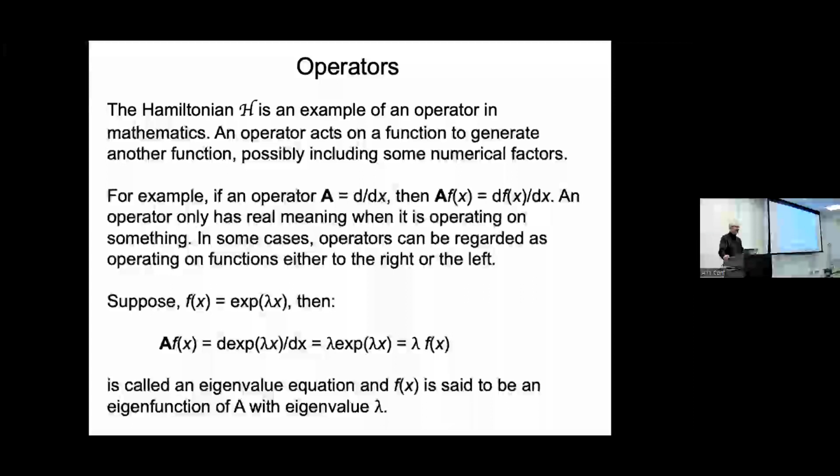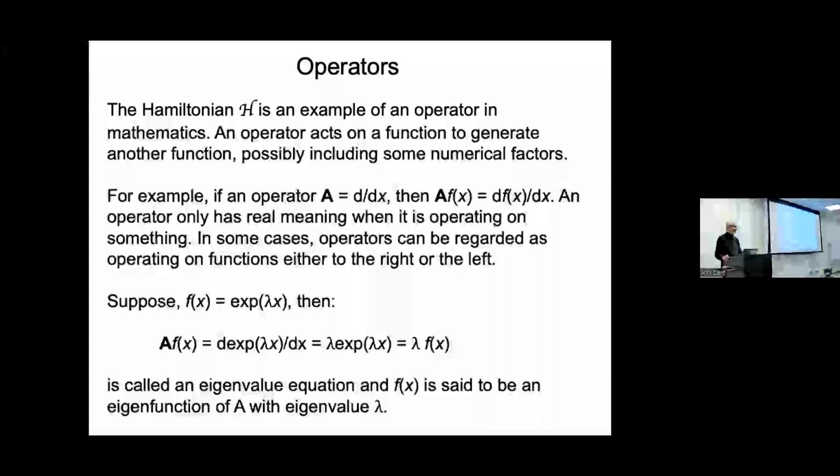So here we have an operator that acts on a function, and it gives back a number times the original function. In that case, f is called the eigenfunction of the operator. So the exponential turns out to be the eigenfunction of the differential operator.